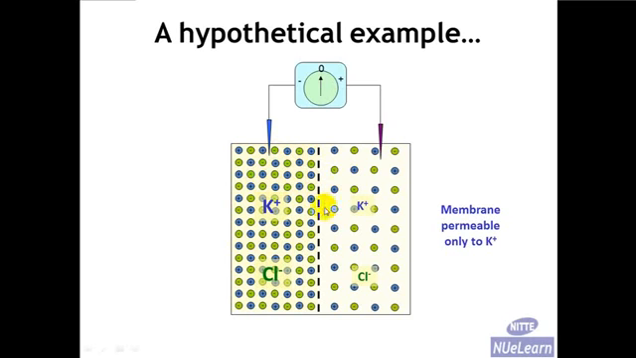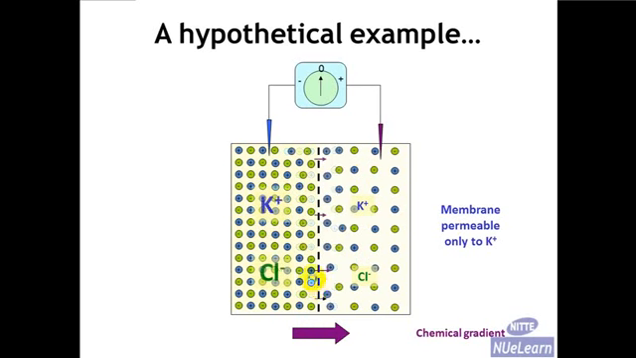And because potassium can cross this membrane, potassium ions which are at a higher concentration on the left hand side will quickly diffuse into the right hand side, where there is a lower concentration of potassium ions. So, the presence of this chemical gradient or concentration gradient drives potassium ions rapidly across the semi-permeable membrane from the left hand side to the right hand side.